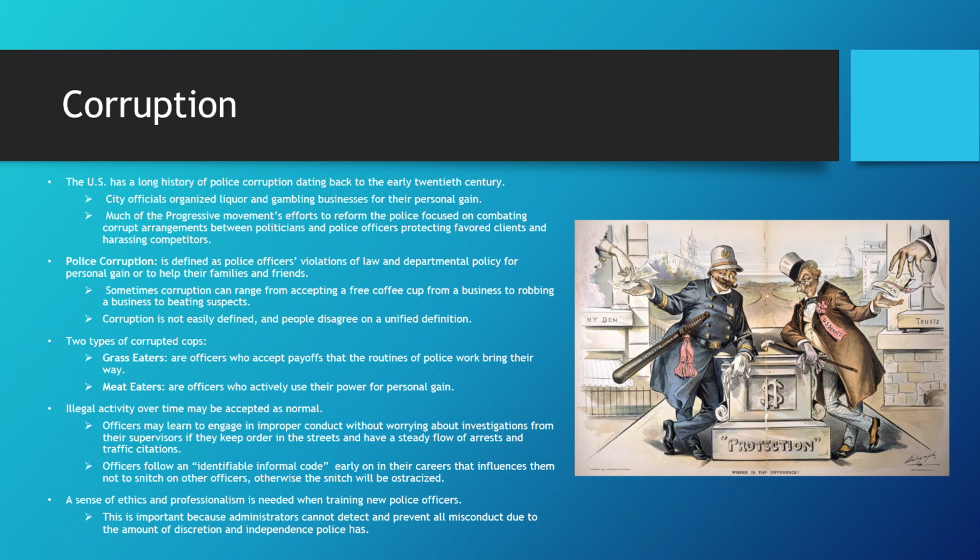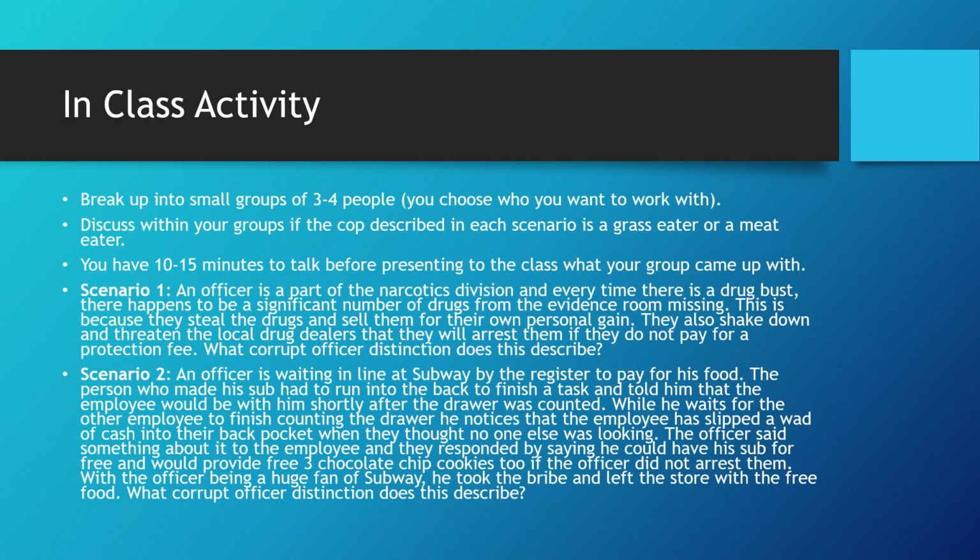On this slide, I have provided an in-class activity, and if this was in person, I would break everyone up into groups of 3 to 4, where you would discuss with your groups if the cop described in each scenario is a grass eater or a meat eater, and I would give you approximately 10 to 15 minutes to discuss with your group before presenting to the class. However, with this being an online lecture, I recommend pausing the video and reading through each scenario and determining if the cop described is either a grass eater or a meat eater.